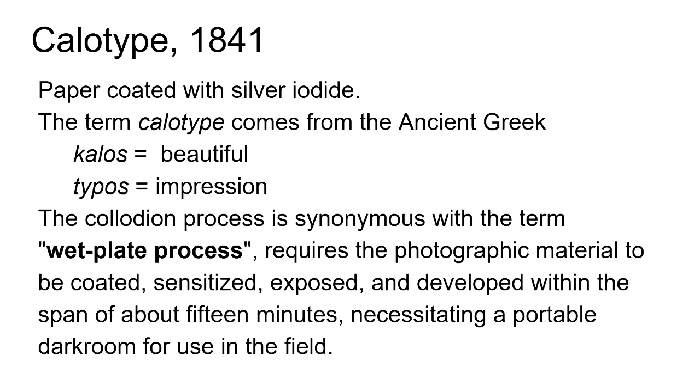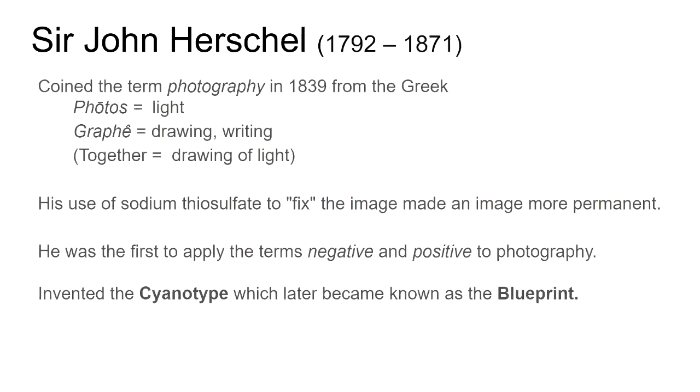To give you a sense of this calotype, which is this silver-coated paper, the word comes from kalos, beautiful, and typos, impression, so this beautiful impression, which is still a common term, this wet plate process. Then you have John Herschel, who was basically the first one to fix an image, as opposed to having this temporary nature of the medium.